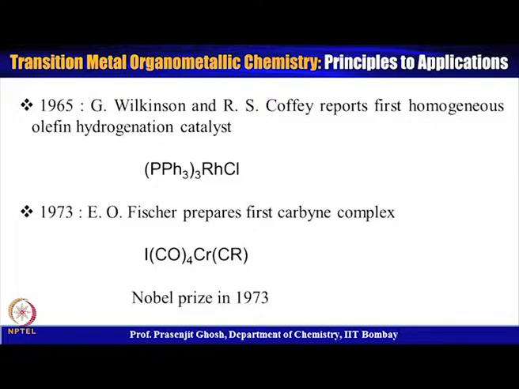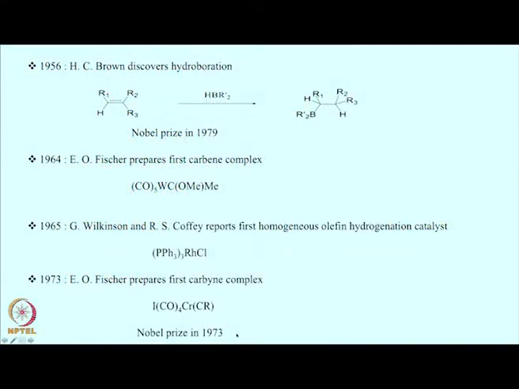In 1973, E. O. Fischer prepared the first carbyne complex, in the form of a chromium carbyne. So, in that way Fischer was instrumental not only in making the metal carbon double bond, but also in making the metal carbon triple bond, and this led to his receiving the Nobel Prize in 1973. As I said, from 1950 onwards, the golden age of organometallic chemistry probably unfolded. These compounds are extremely important and very exciting, and they carry out very important transformations in various catalytic cycles.